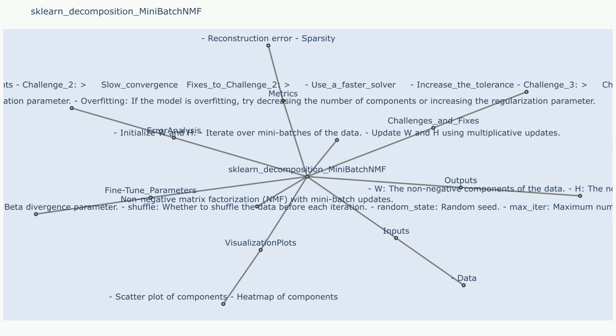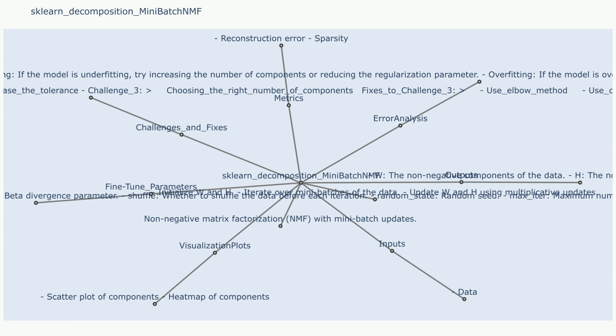Challenges and fixes. Challenge 1. The algorithm can be slow to converge, especially for large datasets. Sample use case that resulted in challenge 1: when training on a large dataset with millions of samples and thousands of features, the algorithm may take several hours or even days to converge. Fixes to challenge 1.